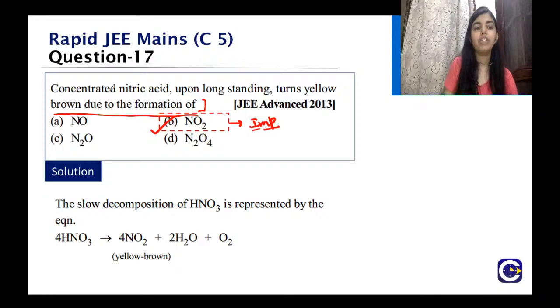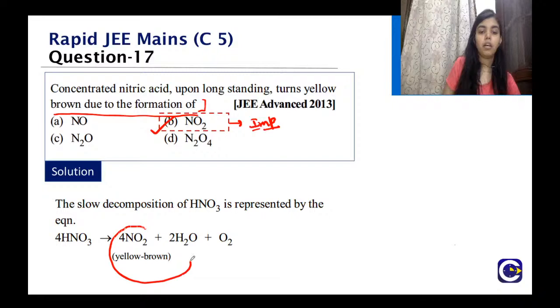So even if you don't remember what product is obtained when nitric acid decomposes on long standing, you can just guess the answer from this particular fact, that which oxide of nitrogen is yellow-brown in color, right? So HNO3 decomposes on long standing and converts into NO2 plus H2O plus O2. So this is the oxide that is obtained. So answer for question number 17 is B.